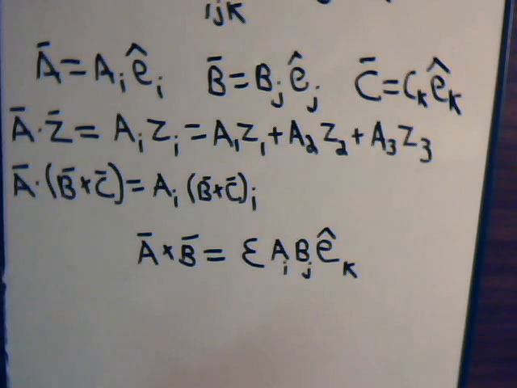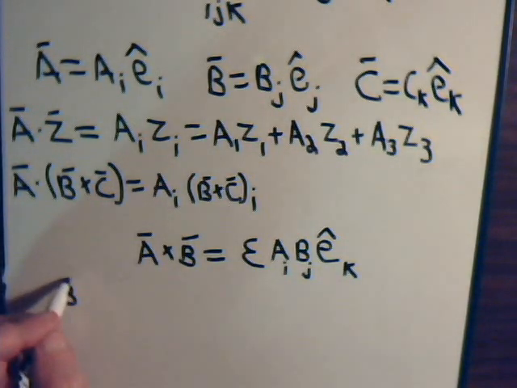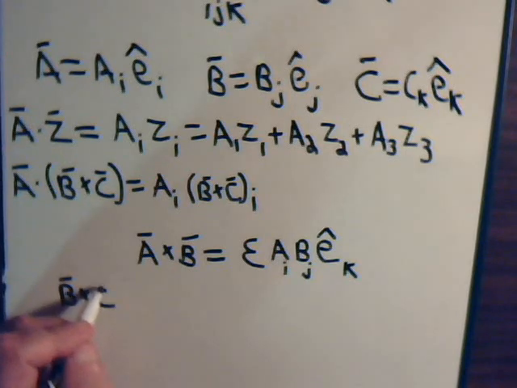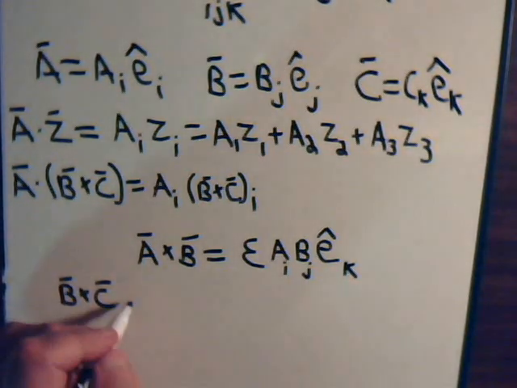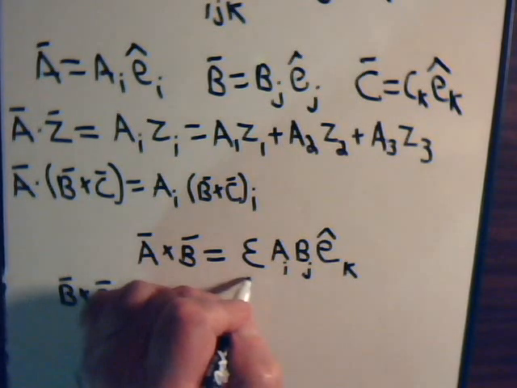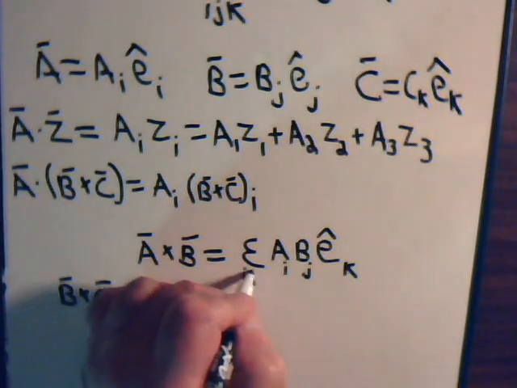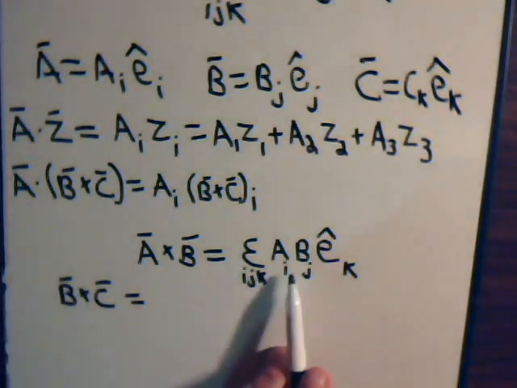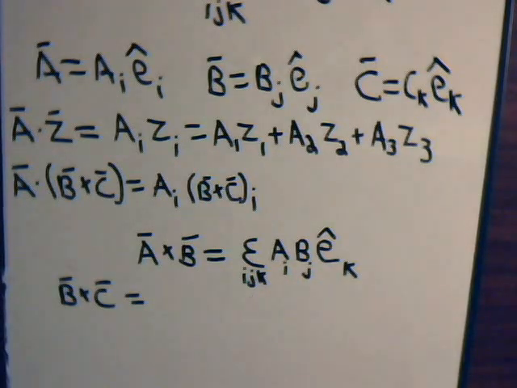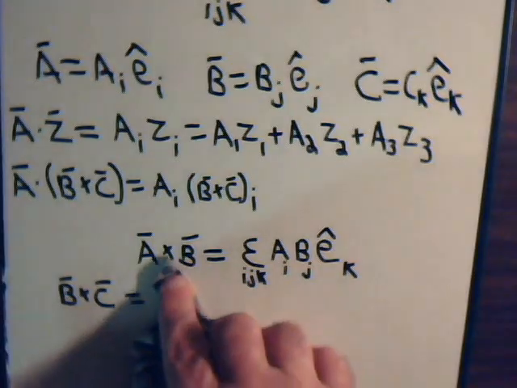Well, here we have B cross C. So it's going to be an analogous process. This will equal, this has to be I, J, K. The order of these indexes here have to match. Now for B cross C, let's make some more room for it.